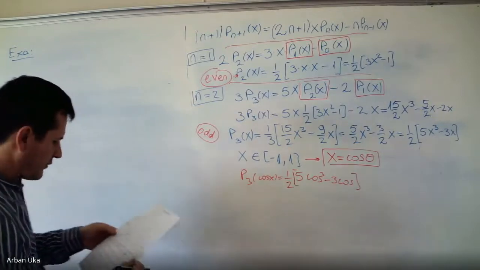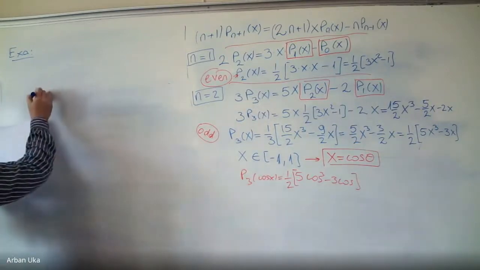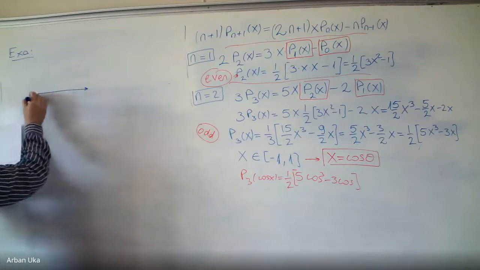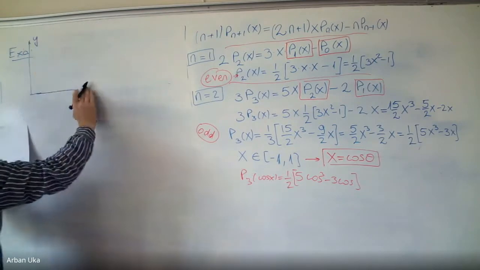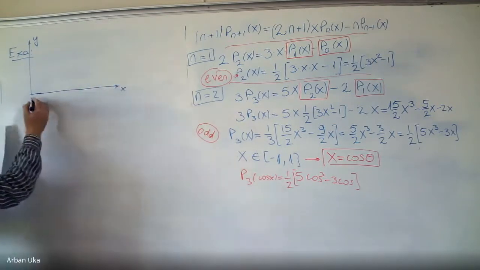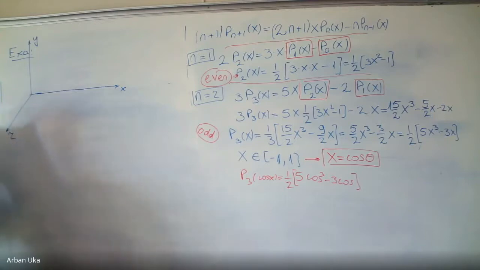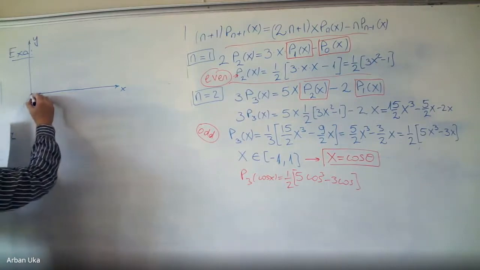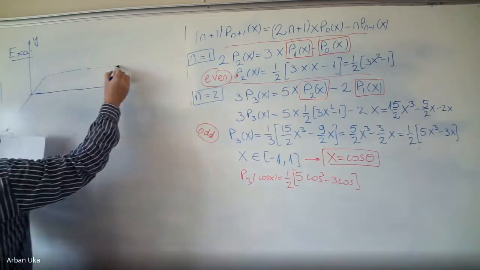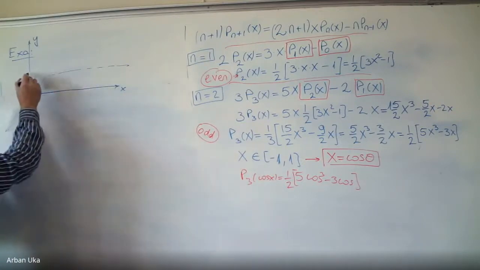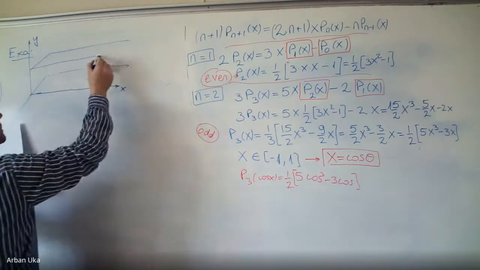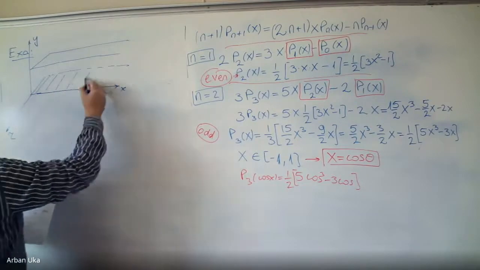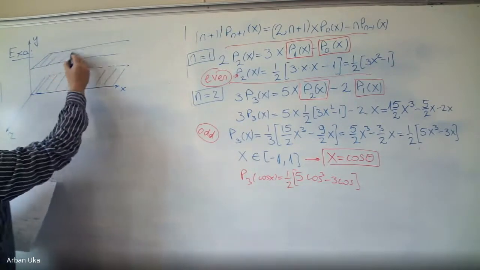Okay. First, let's pose the problem. Let's assume that we are given a couple of metal plates. So this is Y, this is X, and we have an extension here along the Z. And we have a plate which extends for large values of X that looks like this. And then we have another plate which extends like this. Now, the bottom plate, let's draw it here, and this is the top plate.